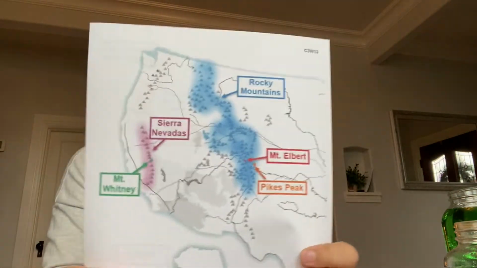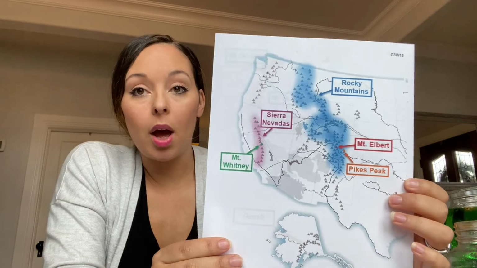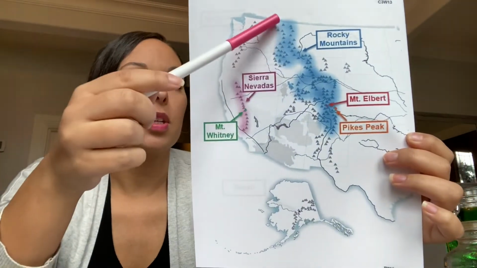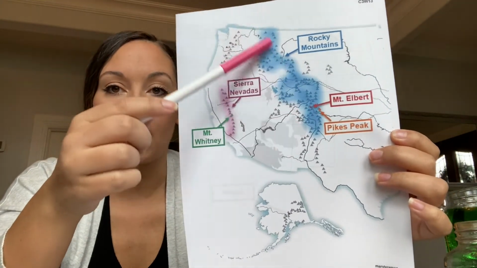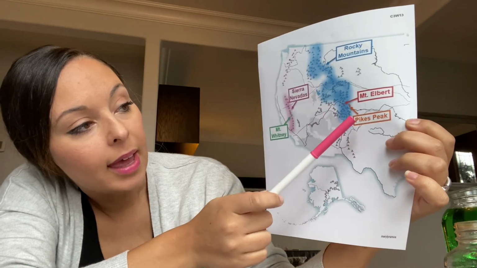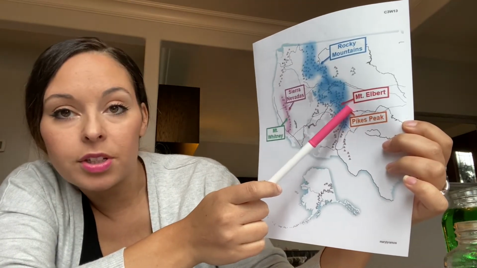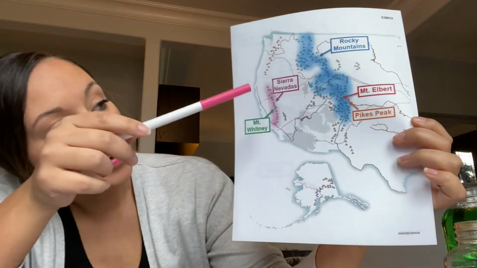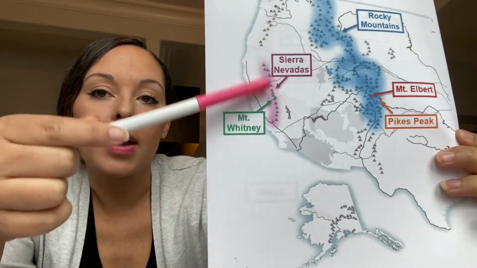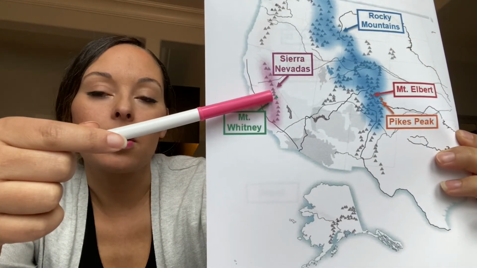For geography, we are learning about the Western Mountains. And here they are. So for the Western Mountains, we sing this to the tune of We Will Rock You. But first of all, let's introduce them. So this blue range here is the Rocky Mountains, right? Then we have Mount Elbert here in red and Pikes Peak on the eastern side of that right here in orange. And then we have the Sierra Nevadas, this purple range here. And then within the Sierra Nevadas is Mount Whitney, the green peak right there.